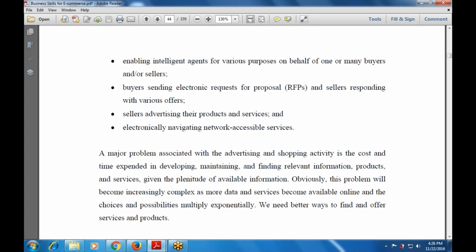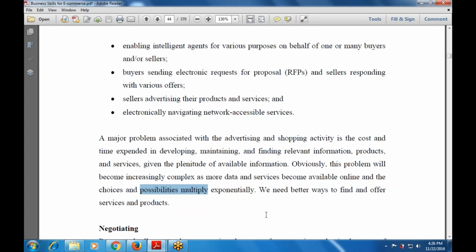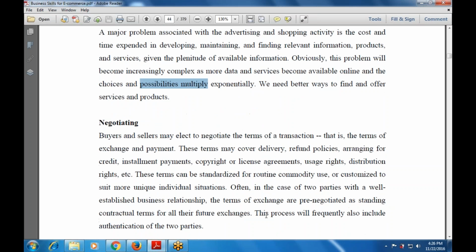Then what is the major problem that is associated with advertising and the shopping activity? That is the cost and the time in developing, maintaining, and finding the relevant information. And this problem will also become increasingly complex as more and more data and services become available online, and the choices and the possibilities also increase. So the choices will increase day by day.